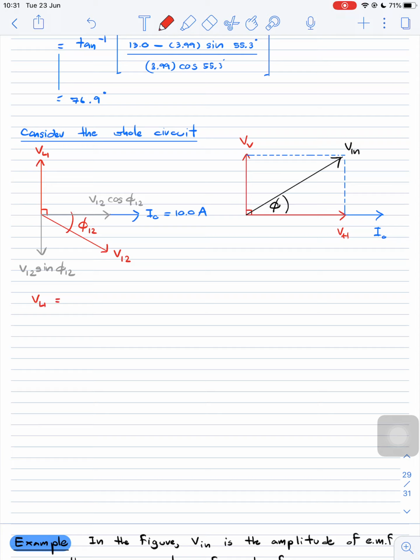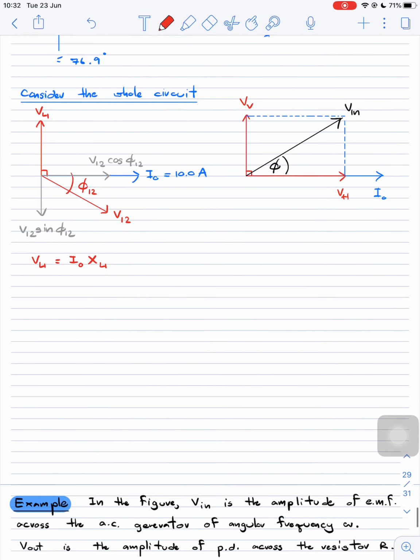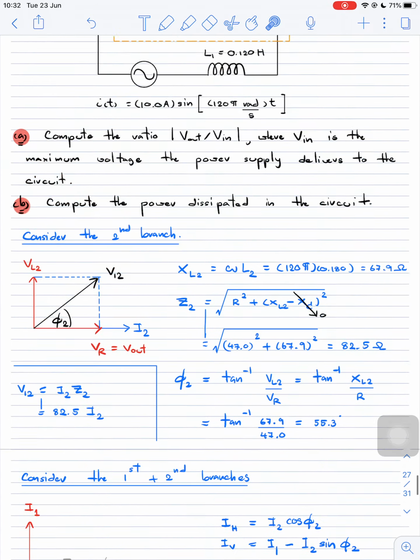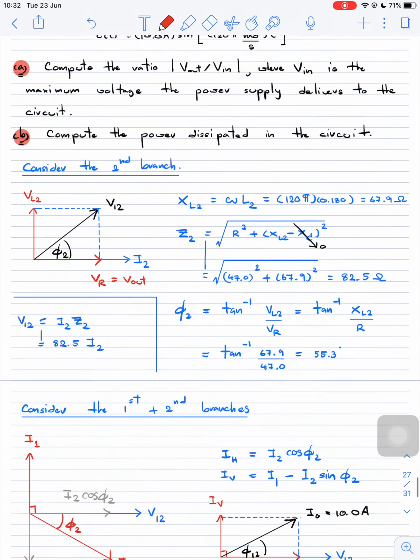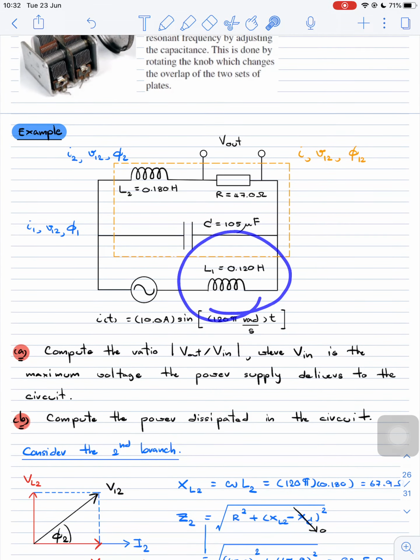The VL1 is equal to the current through the inductor, which is I0, times the reactance of the inductor, XL1. I0 equals 10.0 ampere, and XL1 equals omega times L, where omega is 120 times pi, and L1 is 0.120 Henry. Then we get the VL1 to be 452 volts. This is the voltage amplitude across this inductor here, 452 volts.